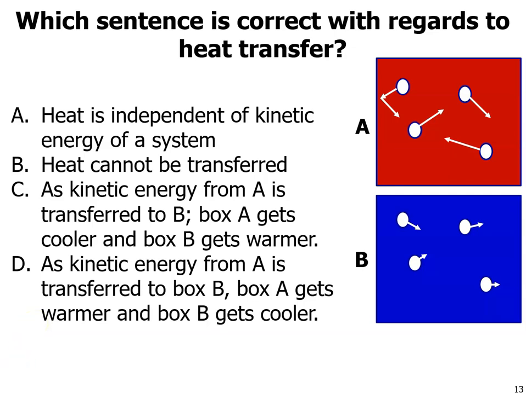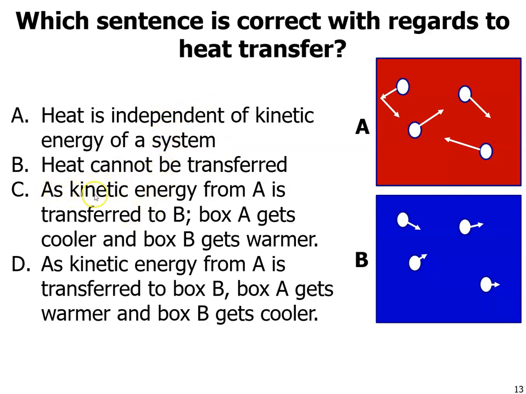All right, so hopefully you've had a chance to think about this. If we're looking at A, heat is independent of kinetic energy of a system. Well, remember that heat is the transfer of kinetic energy, so it's not independent of that. It's directly related to that. For B, heat cannot be transferred. Heat is the transfer of kinetic energy, so that is also not true.